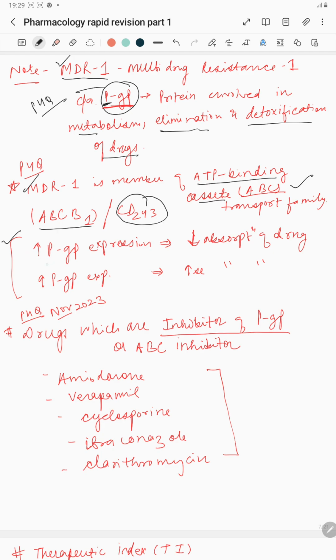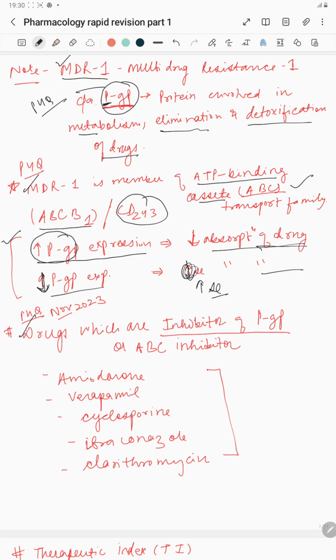Important concept: increase in P-glycoprotein expression leads to decrease in the absorption of the drug. So the main concept is whenever the P-glycoprotein expression is increased, the absorption of drug is decreased. While when there is decrease in the P-glycoprotein, there is increase in the absorption.